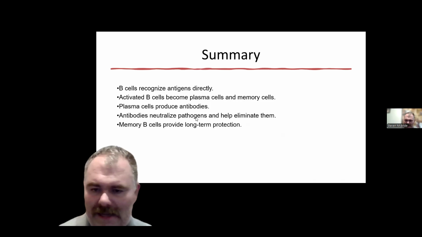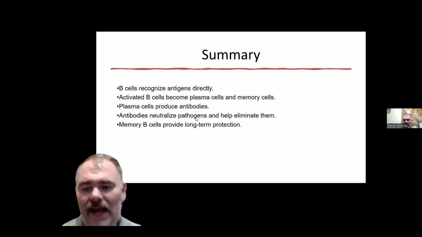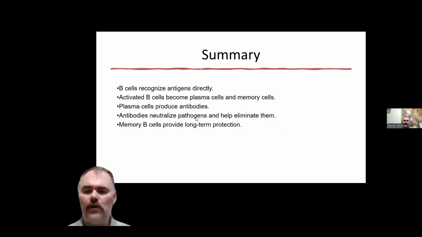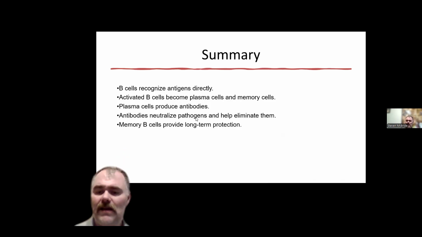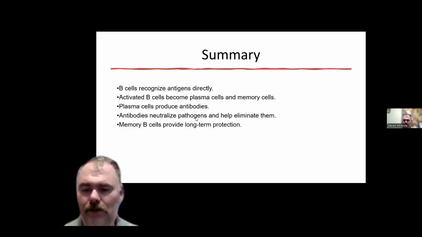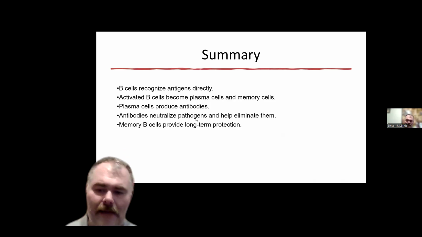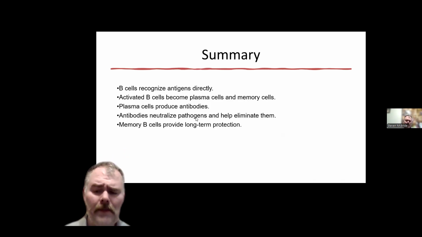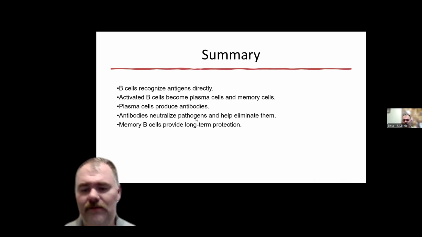Let's review the major concepts from this lecture. B cells recognize antigens directly using B cell receptors and can be activated with or without helper T cell assistance. Activated B cells undergo clonal expansion and differentiate into plasma cells and memory B cells. Plasma cells produce antibodies, which bind specific antigens and help eliminate pathogens. Antibodies protect the body through several mechanisms, including neutralization, opsonization, agglutination, complement activation, and antibody-dependent cellular cytotoxicity. Finally, memory B cells provide long-term protection and allow the immune system to respond more rapidly during future exposures.